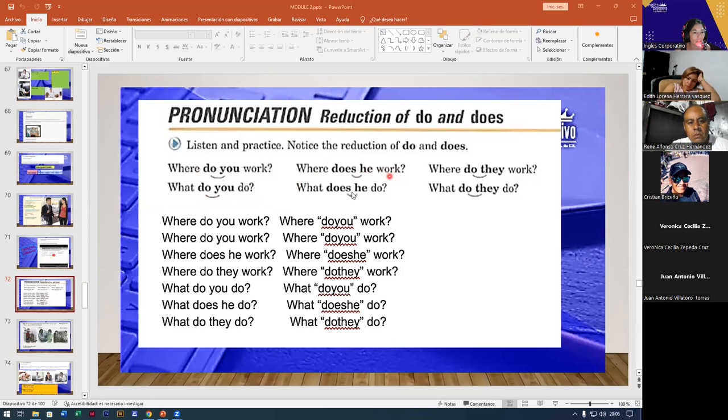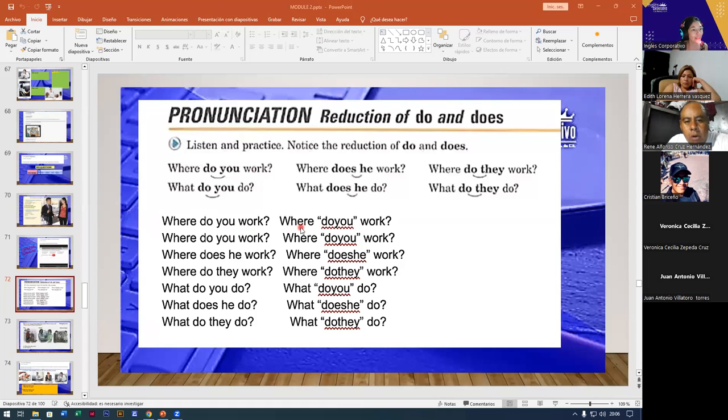Another one. Where does he work? What does he do? Where do they work? What do they do? So they need to have a different level of intonation. It cannot be only one level, right? Like, where do you work? No, right? You need to change and modify the intonation. Now, when you pronounce it in a complete manner or slowly, it's like, where do you work?